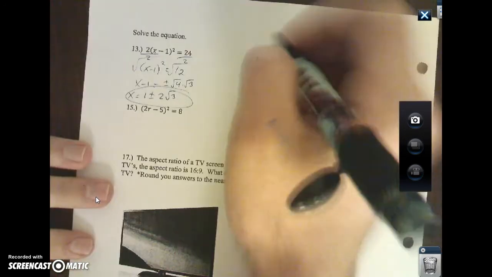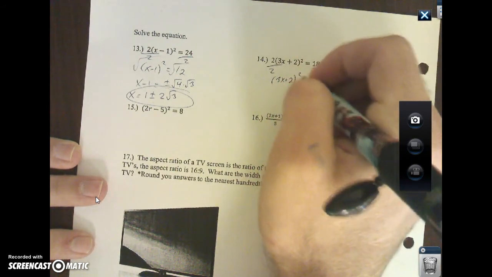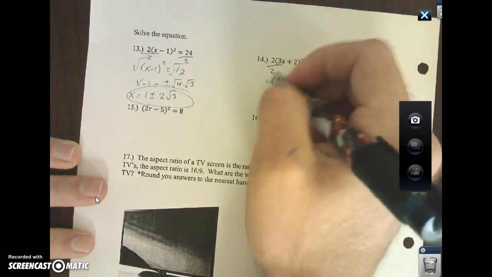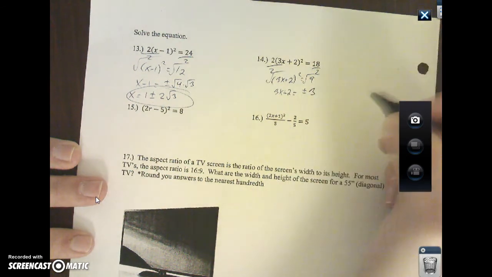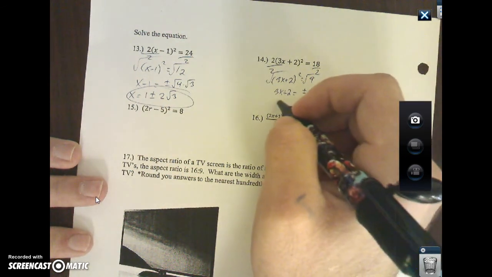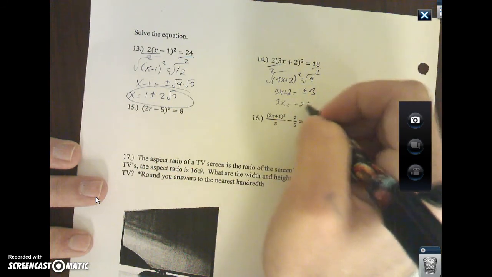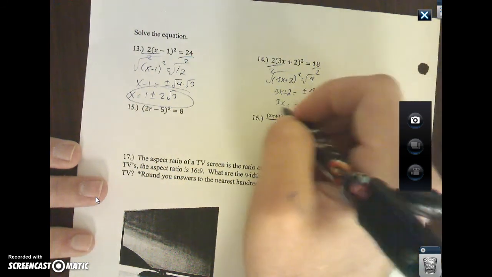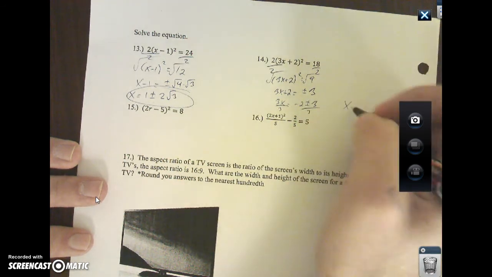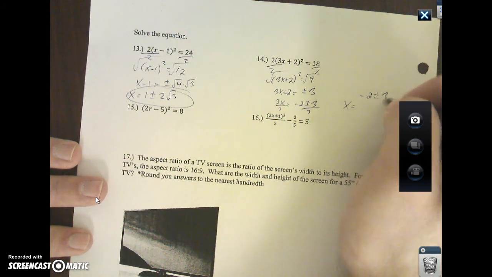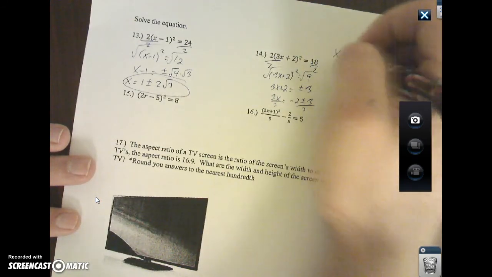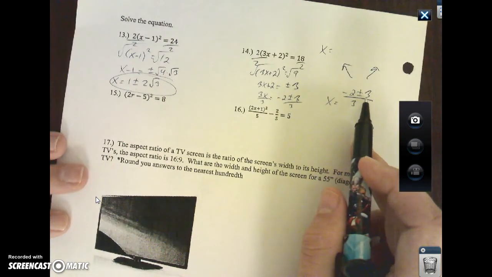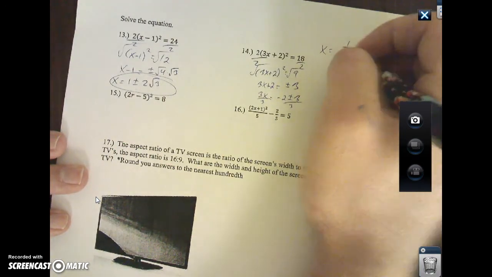Divide both sides by 2. 3x plus 2 squared equals 9. Square root left, square root right. Plus or minus 3. Now, I'm going to subtract 2 over. And then I'm going to divide by 3. So x equals negative 2 plus or minus 3 divided by 3. We can do this math. So, x equals negative 2 plus 3 is 1 over 3 is 1/3.